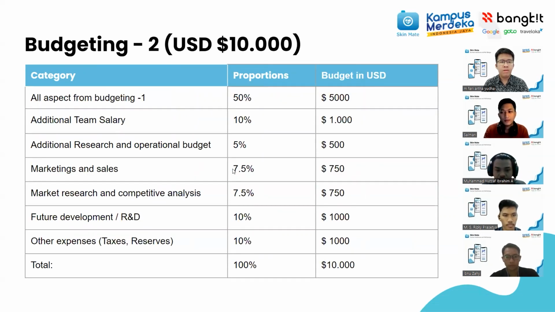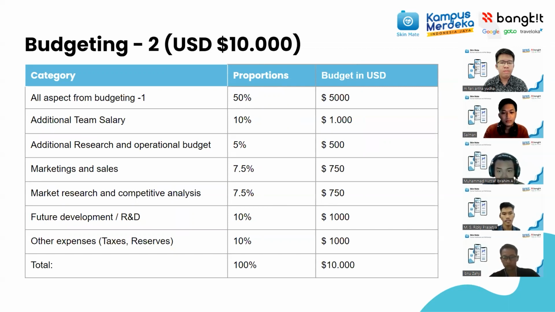Okay, budgeting 2, with a total of 10,000 US dollars. The category is all aspects from budgeting 1, proportion 50% of the budget, 5,000 US dollars. Additional team salary proportion is 10% of the budget, $1,000. Additional research and operational budget proportion is 5%, budget in US dollars is 500. Marketing and sales is 7.5% of the budget.